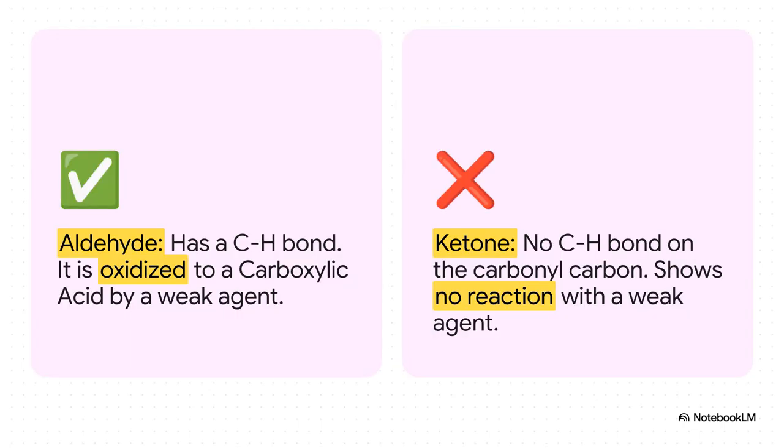And we can play the exact same game to tell aldehydes and ketones apart. Aldehydes still have that one CH bond that's pretty easy to oxidize, but ketones, they don't. So if you add a weak agent like Tollens reagent, that aldehyde will happily oxidize up to a carboxylic acid, while the ketone just sits there and does nothing. It's simple and it's elegant.